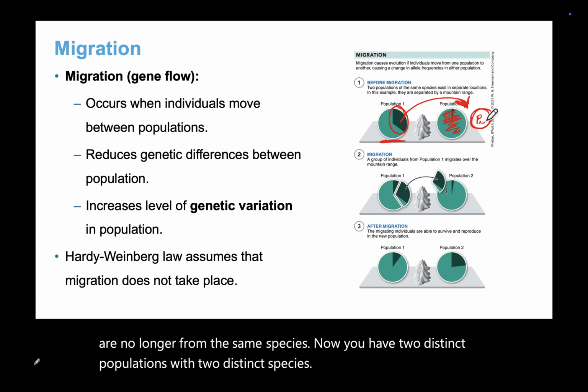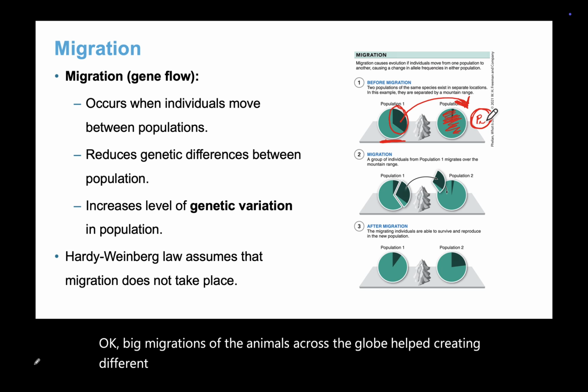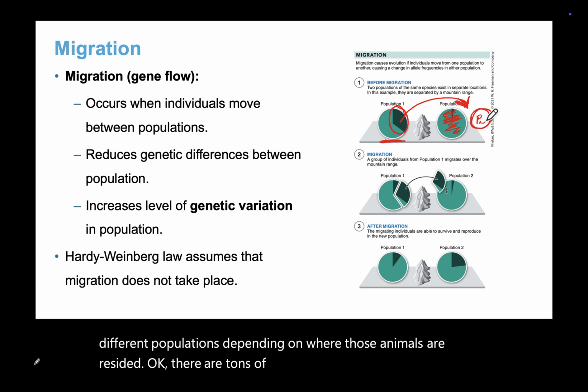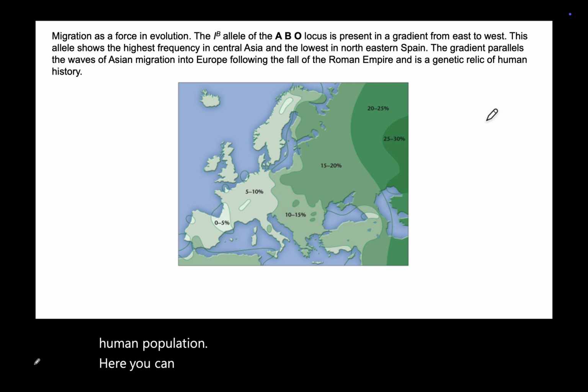Okay? Big migrations of the animals across the globe helped create different populations depending on where those animals resided. Okay? There are tons of examples, but due to the timing, we're gonna try to keep it more straightforward with the example of the human population. Here you can see the migration of individuals from Asia into Europe.